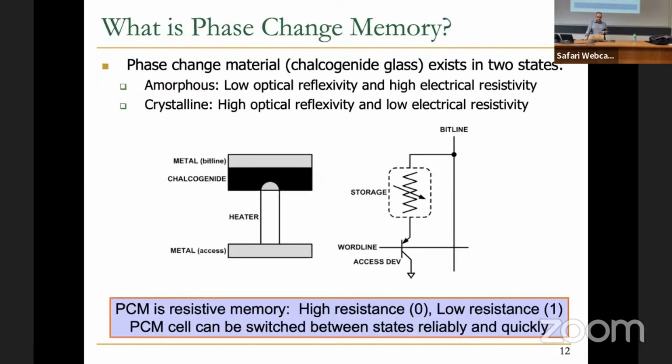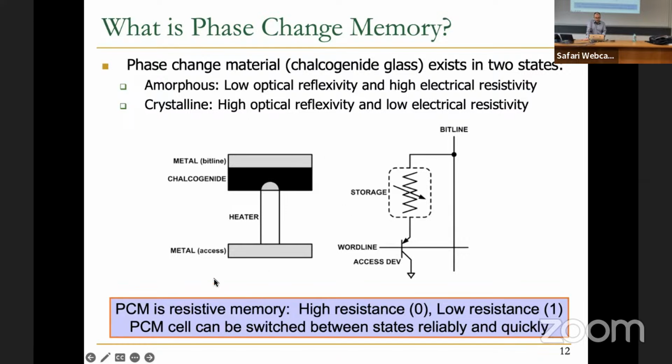We will start with PCM. What is phase change memory? Phase change material is chalcogenide glass, and it exists in two states: amorphous, which has low optical reflectivity and high electrical resistivity, and crystalline, which has high optical reflectivity and low electrical resistivity. We already discussed that using these optical reflectivities, you can use that for rewritable CDs. But now we are more interested in the differences in electrical resistivity.